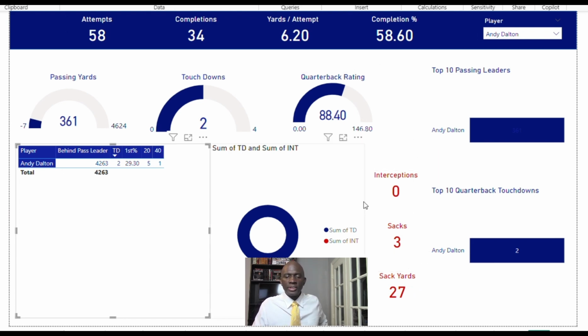88.4. And we also see that Andy Dalton was in the top 10 passing leaders, and he was a top 10 quarterback in touchdowns. I did not know that. Andy Dalton definitely had a better season than what I had predicted or what I would have suggested.